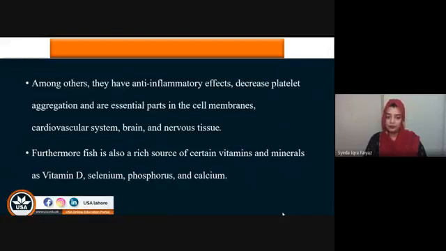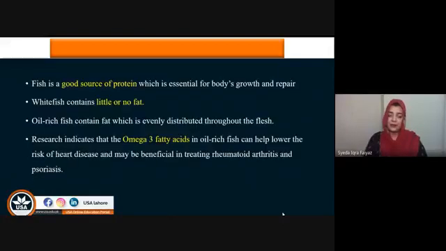Fish, apart from that, is also a rich source of certain vitamins and minerals such as vitamin D, selenium, phosphorus, and calcium. So you get calcium, phosphorus, selenium, and vitamin D from the fish as well. So it is rich in vitamins as well. Fish is a good source of protein, which is essential for the body's growth and repair. So it has a good quantity of protein in it.